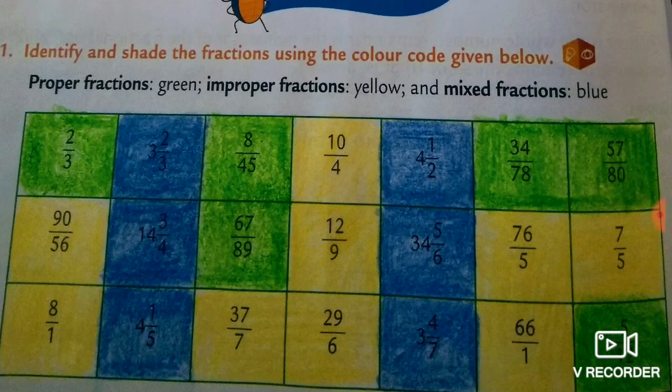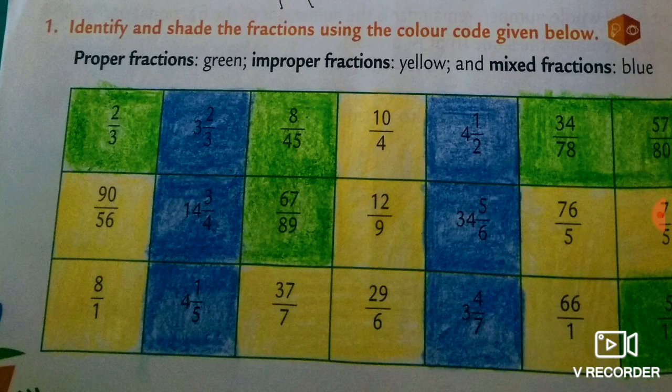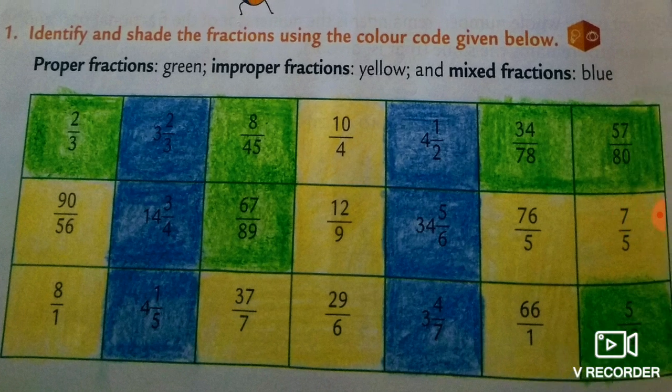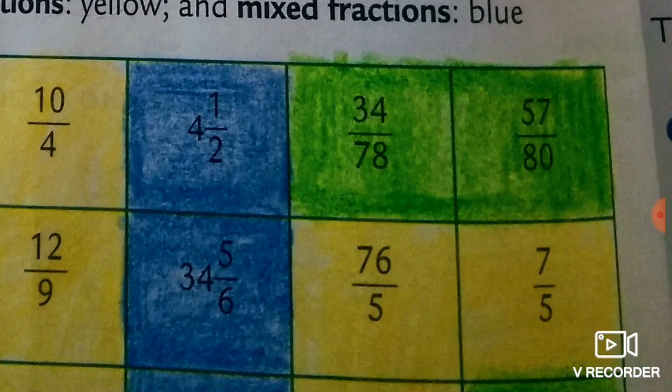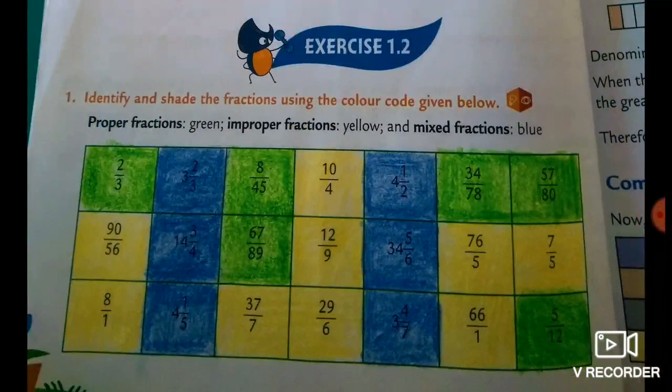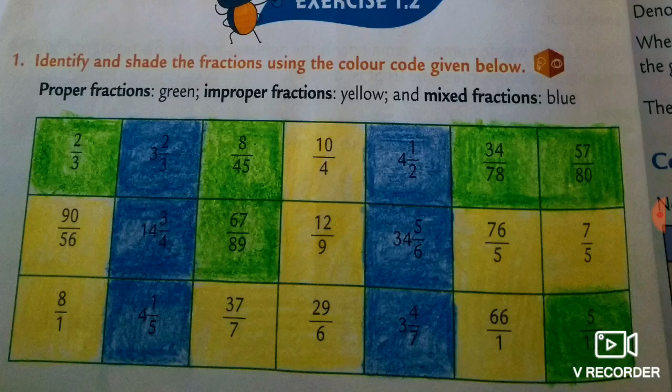So here you can see the proper fraction, the denominator is greater. That means the bottom number is greater compared to the numerator. So 2 upon 3, 8 upon 45, 67 upon 89, 34 upon 78, 57 upon 80, and 5 upon 12. All these numbers are called proper fractions. That is why here we colored these boxes green.